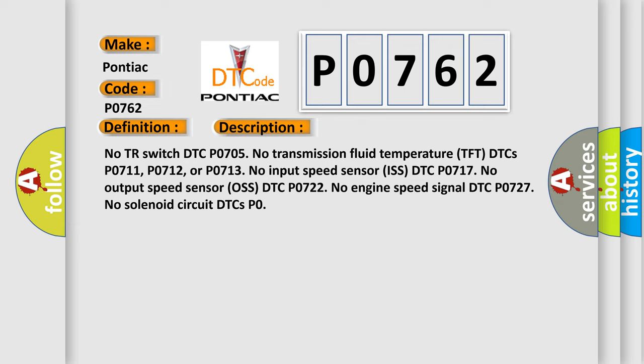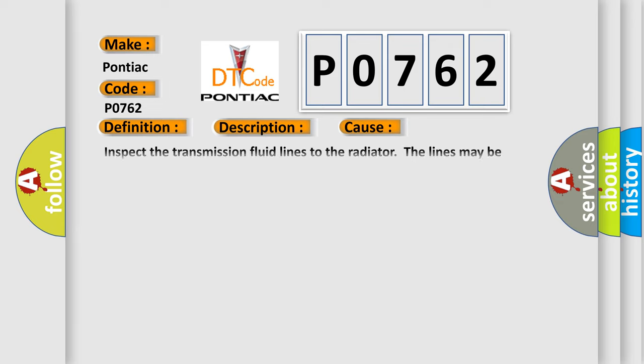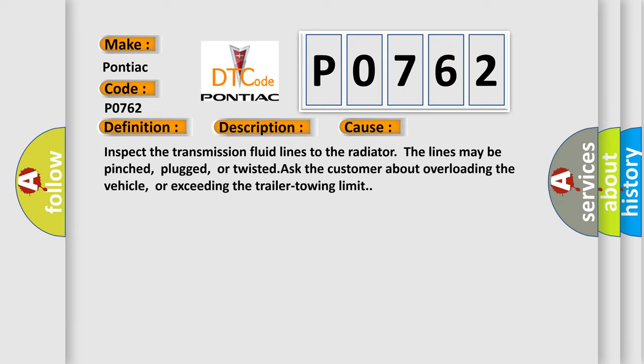This diagnostic error occurs most often in these cases. Inspect the transmission fluid lines to the radiator. The lines may be pinched, plugged, or twisted. Ask the customer about overloading the vehicle or exceeding the trailer towing limit.